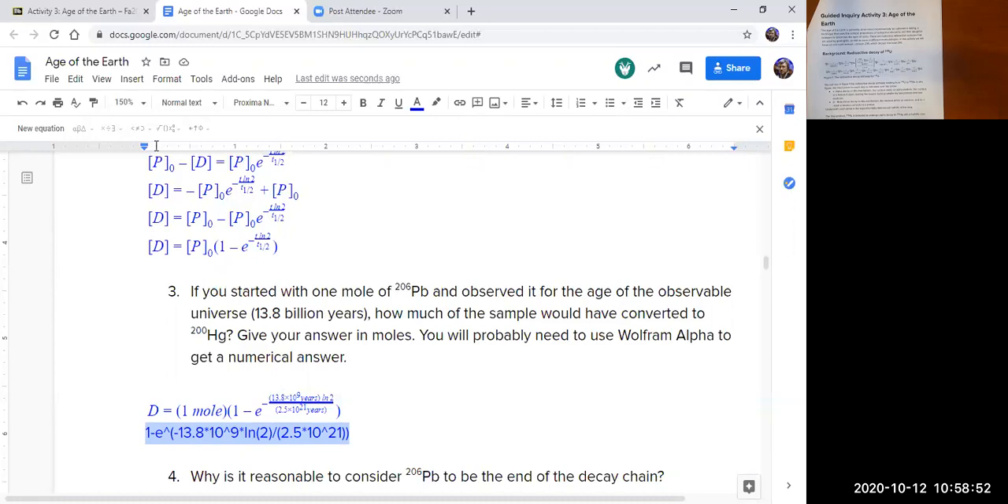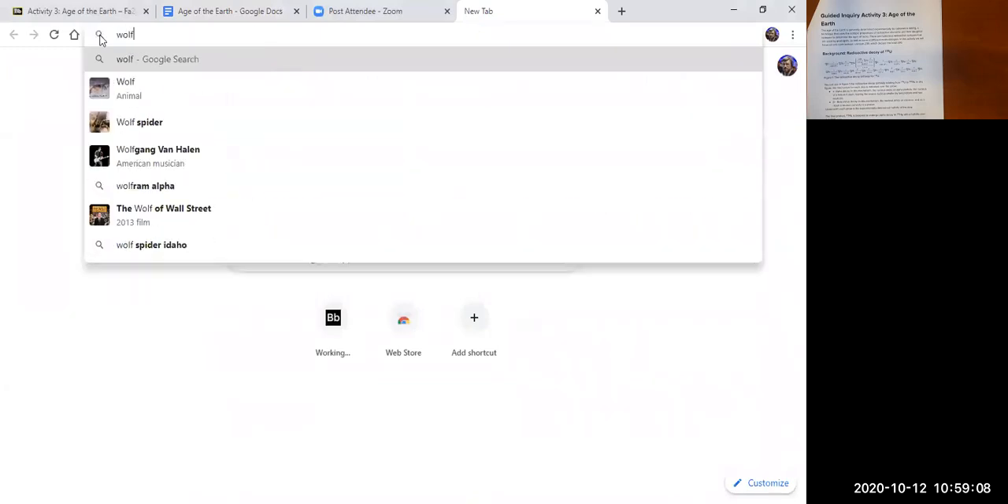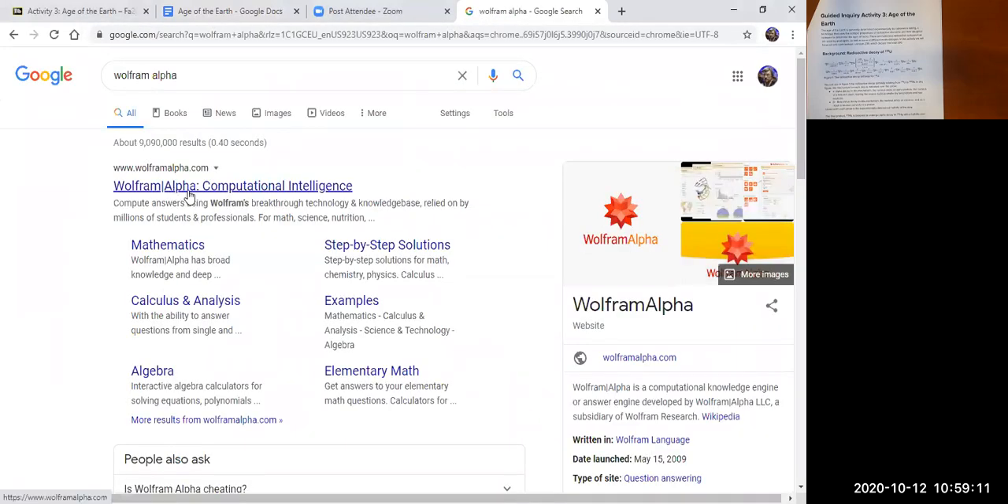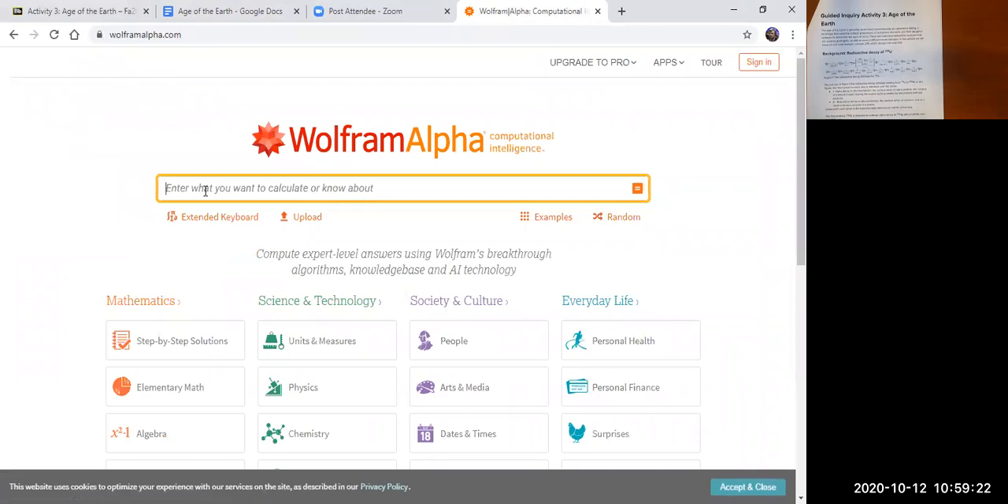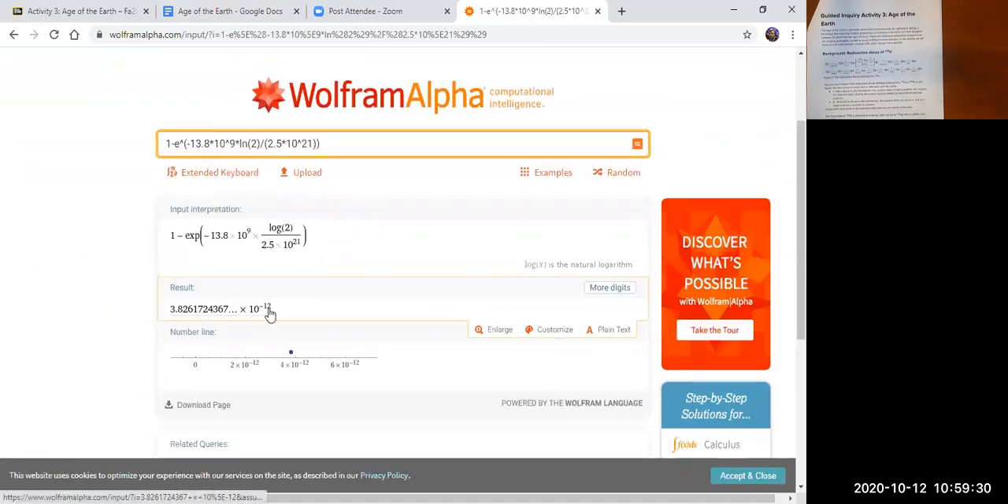So if I copy this and then come over to Wolfram Alpha. So for the chat, when I switched to a new tab here, did it switch along with you so that you could see me getting to Wolfram Alpha? Wonderful, thank you. So click on Wolfram Alpha, and I'm just going to paste in what I just had. Hit enter. And it gives you an answer here, 3.8 times 10 to the negative 12th.